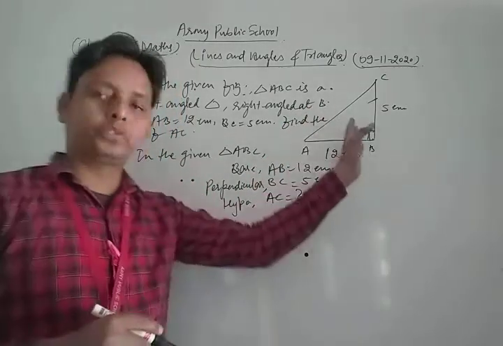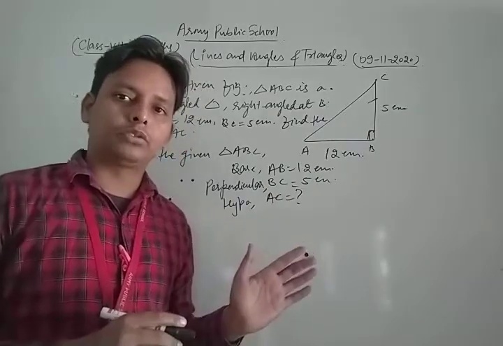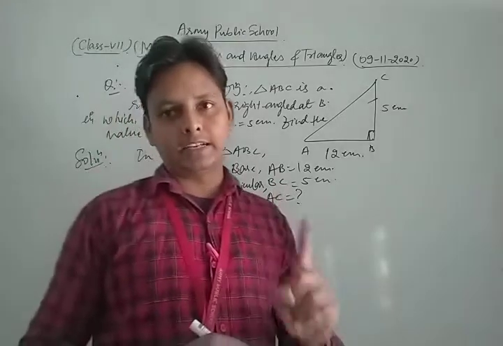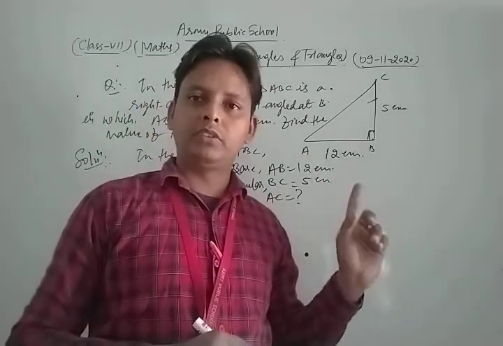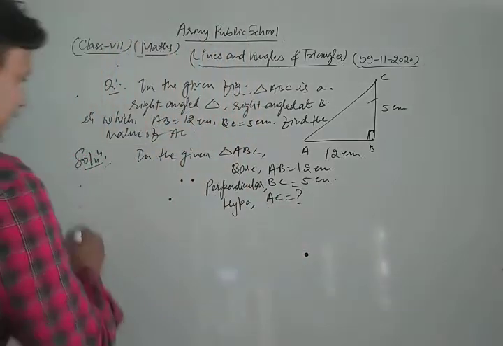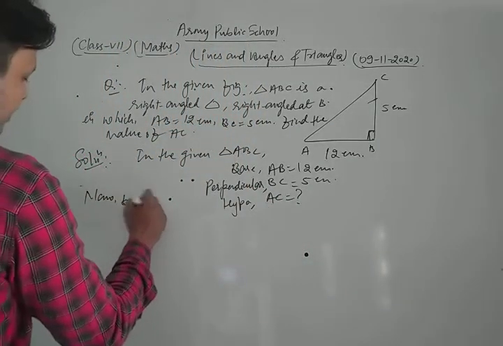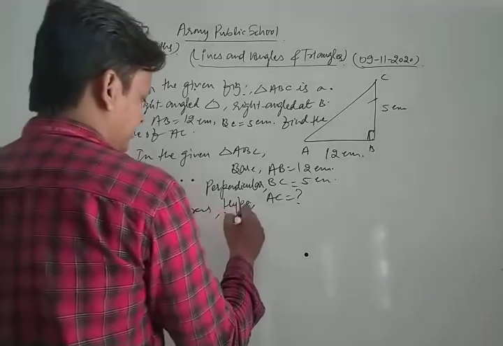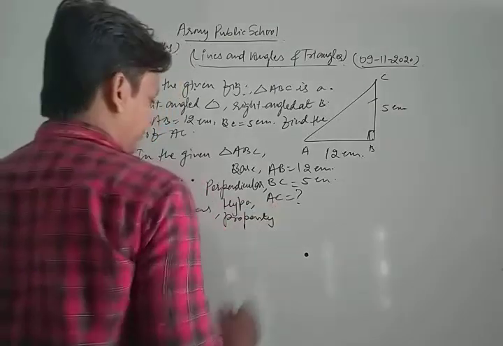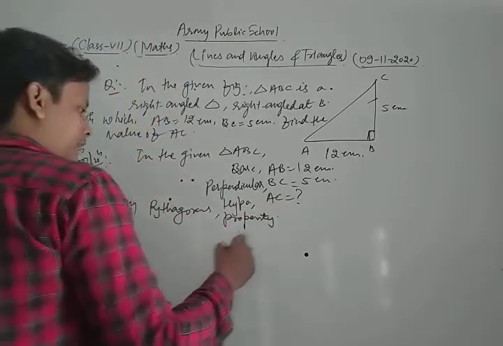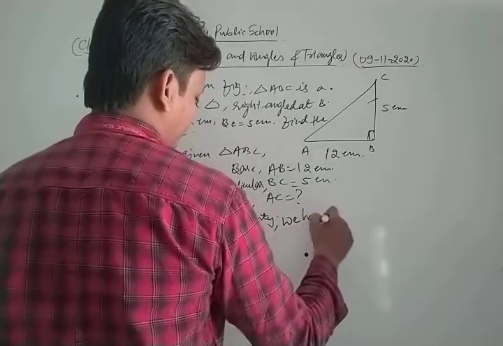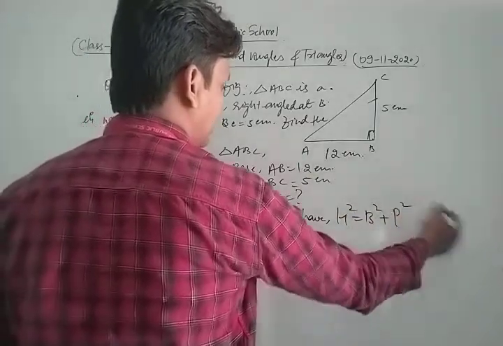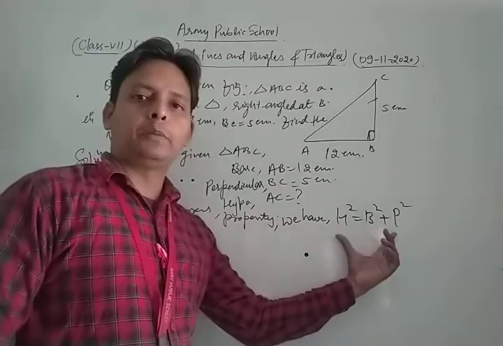Now, dear friend, for that question what do we do? For that question we apply the Pythagoras property, because the Pythagoras property is applicable only for the right angle triangle. So by Pythagoras property, we have hypotenuse square is equal to base square plus perpendicular square. This is the Pythagoras property.